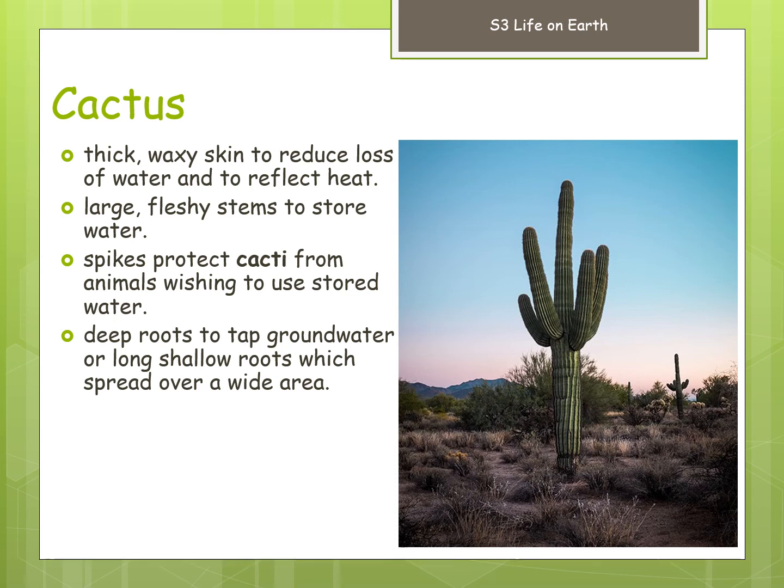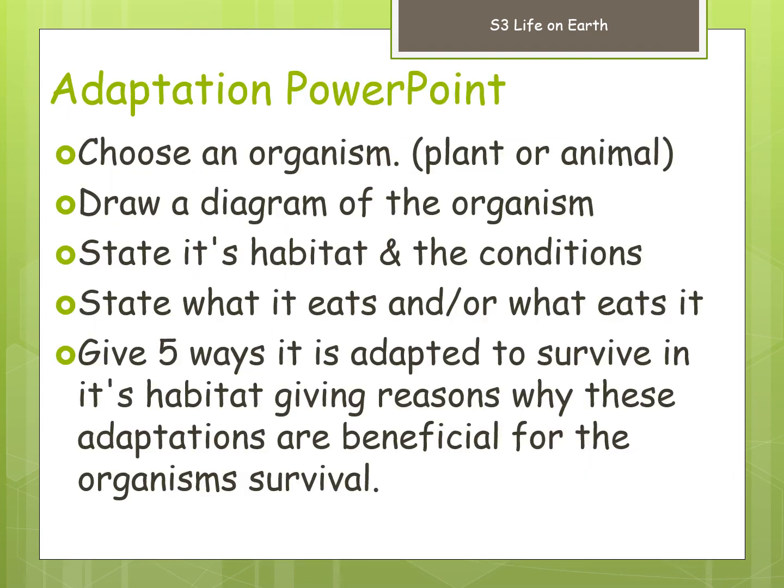So all those adaptations of these four organisms are there to help them survive in the conditions where they live. So they have happened over thousands, if not millions of years to make them really well adapted to where they live. So you now have notes in your jotter about four organisms and how they're adapted to their environment.